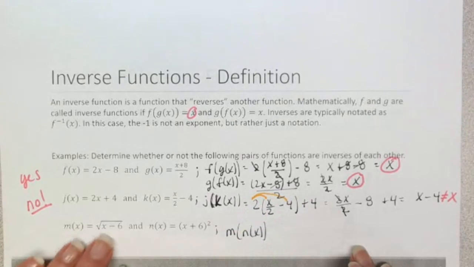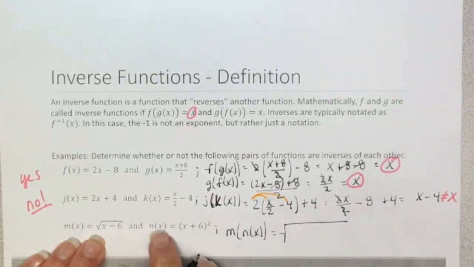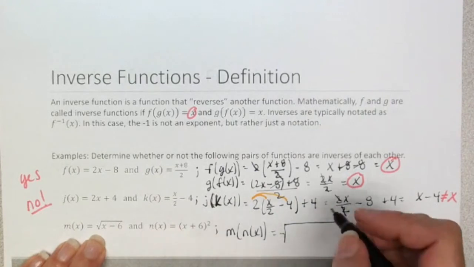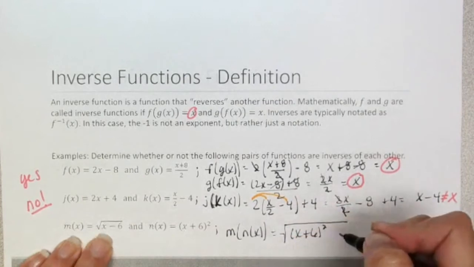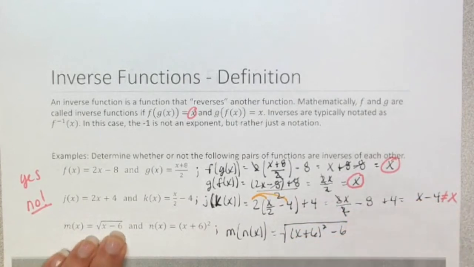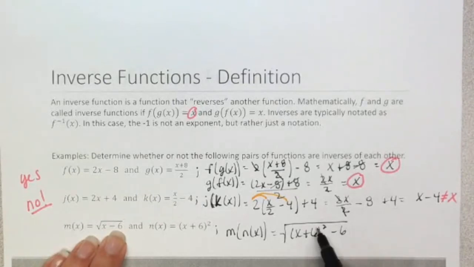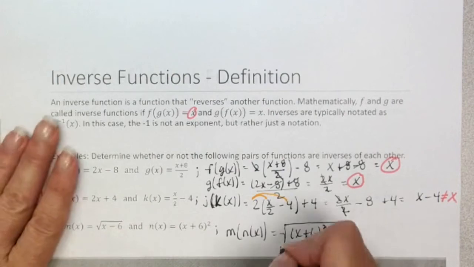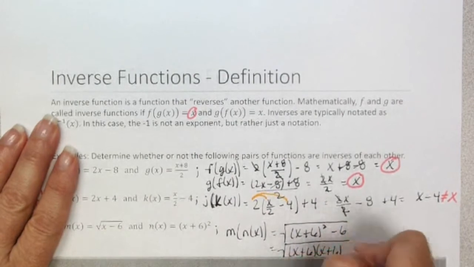Okay, m of n of x is going to be the square root of x, which was going to be n of x, so x plus 6 squared, then minus 6. All right, we can't just add out those 6's though, because look, I have to square x plus 6. This is the square root of x plus 6 times x plus 6 minus 6, right?